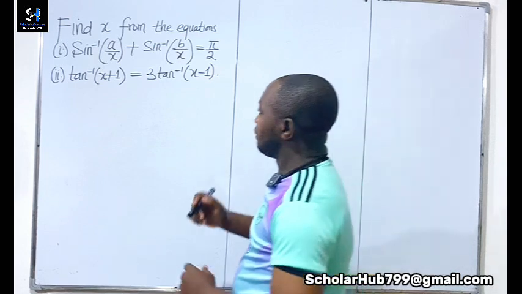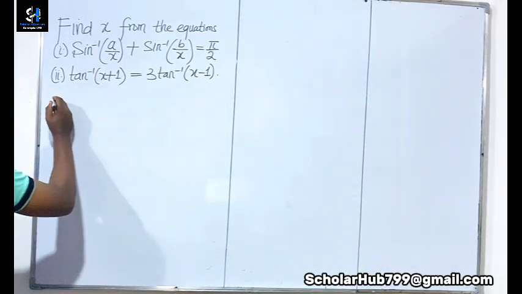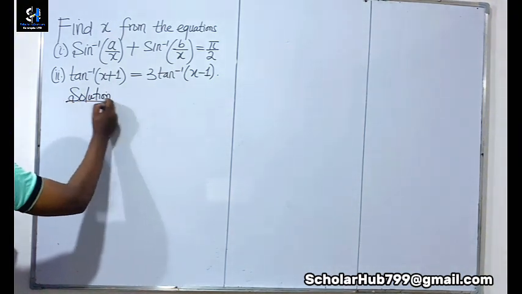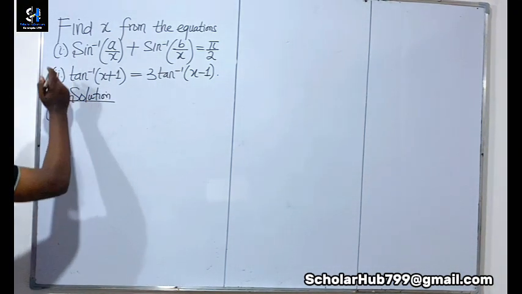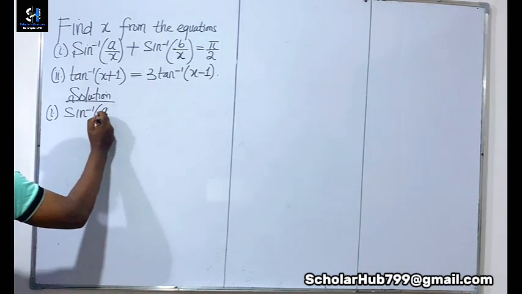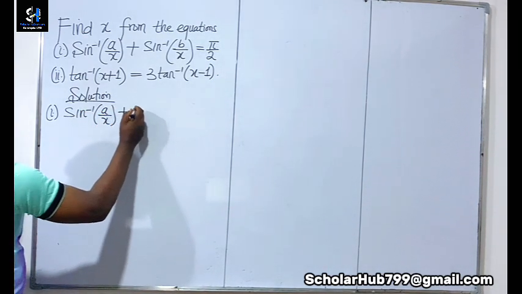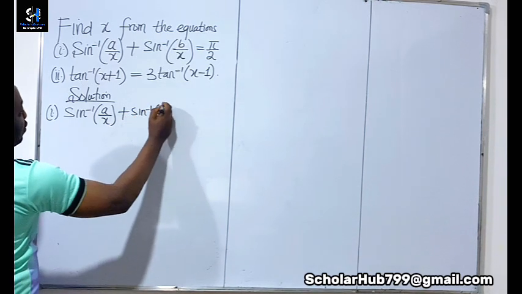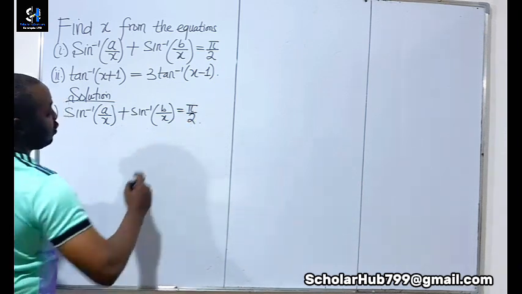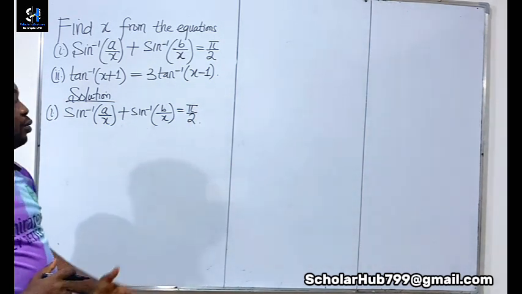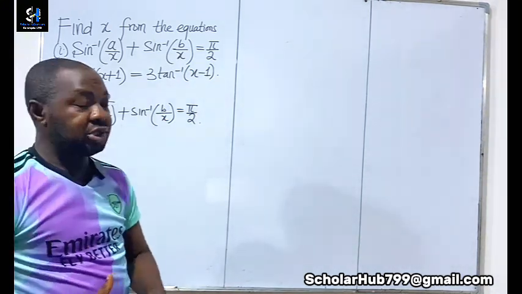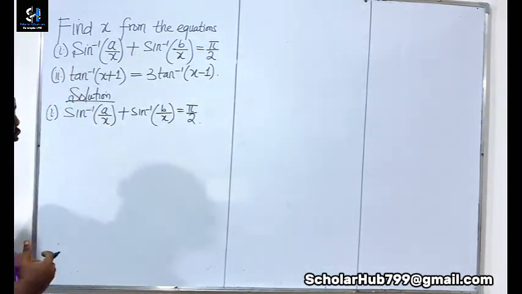On the board are two equations in which our task is to find x from the two equations. The first equation, Roman numeral 1, is inverse sine of a over x plus inverse sine of b over x equals pi over 2. Our goal is to find x from the given equation.